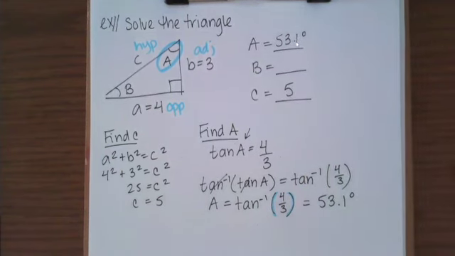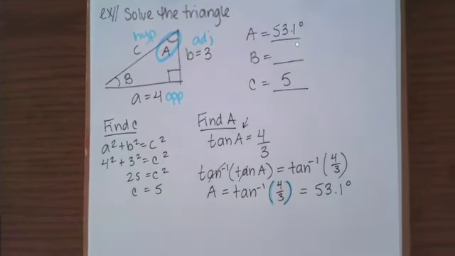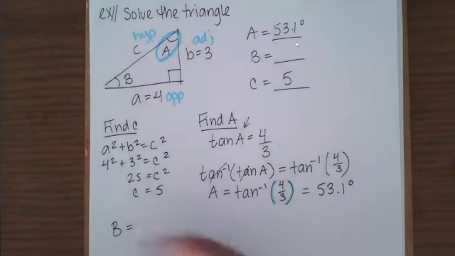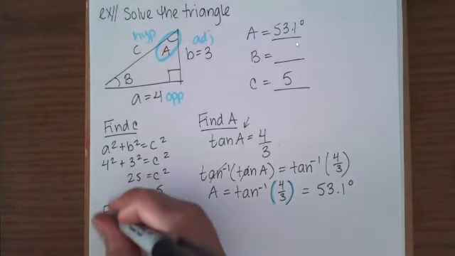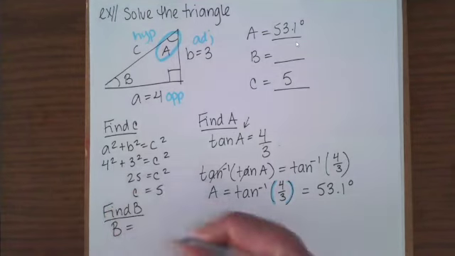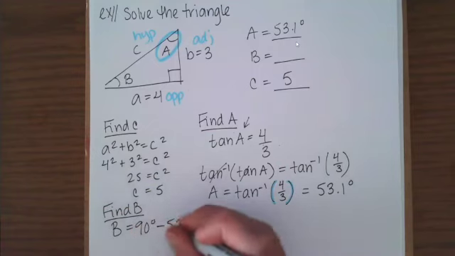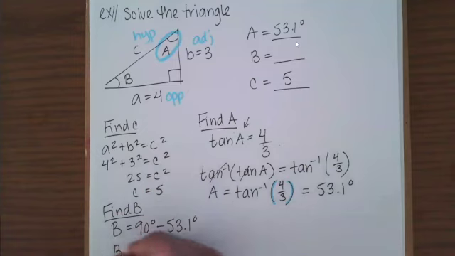The last angle here is really easy. We want to find angle B. We know that A plus B is equal to 90 since this is a right triangle. So B is 90 minus angle A, which we just figured out was 53.1. So that makes angle B 36.9 degrees.